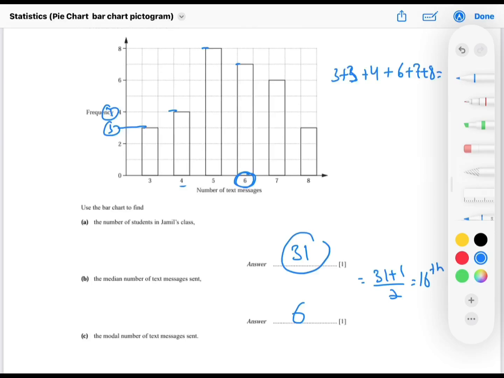The median number of text messages sent is 6. If you haven't watched the previous video on how we find the median, you have to go and watch that video. So the 16th position is the answer, and the 16th position is at 6 messages.